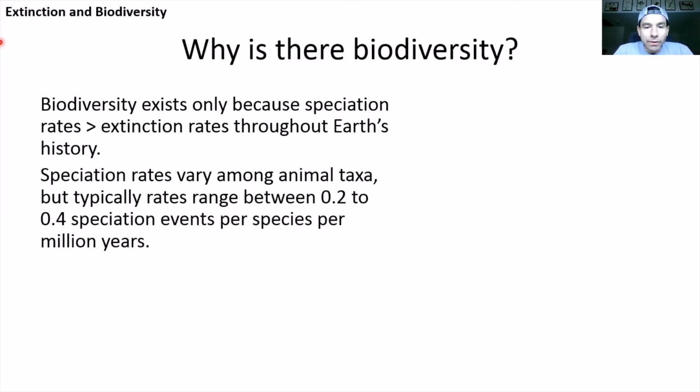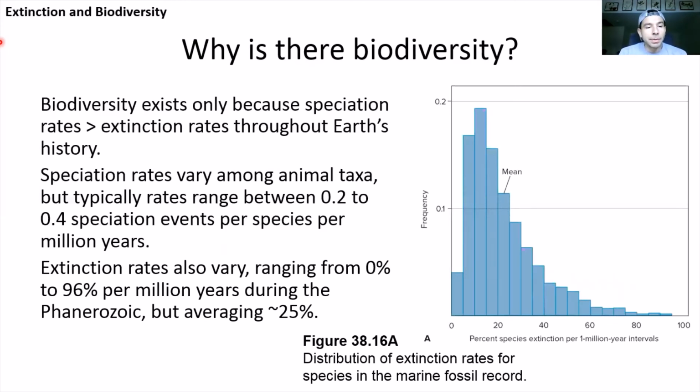Speciation rates vary among animal taxa, and based on the fossil record, we can calculate it crudely, and speciation rates typically range between 0.2 to 0.4 speciation events per species per million years. Similarly, extinction rates also vary a lot, ranging from 0% to 96% per million years during the Phanerozoic, which is the entire span of time that animals have been on Earth. But the average is about 25%.